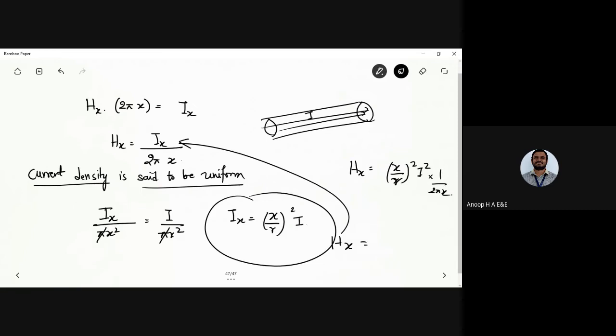What will you be getting? Hx would be, what is the equation that you are going to get? Hx would be x into I divided by 2 pi into r square, in terms of ampere turns per meter. Okay, so this is the step by step. We take the current density into picture and find out the current based on the current density equation. So you will be getting the value of the magnetic field intensity at a point x. All right, so this is the magnetic field intensity at a point x.